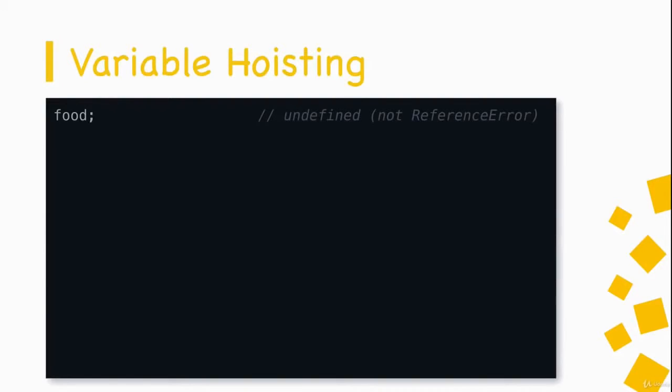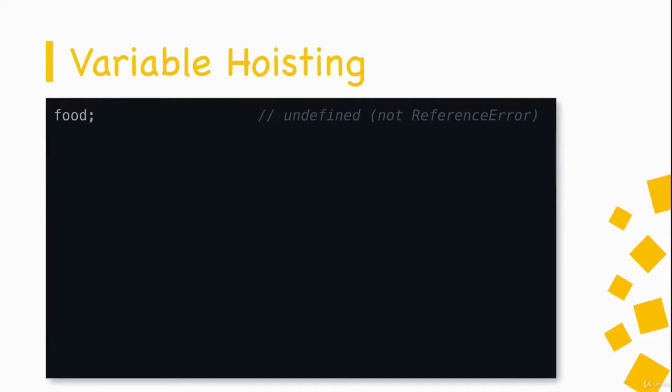Now let's type in a variable, food. We haven't even declared a variable named food yet, so it should throw an error. If this is all you have, it will throw an error because JavaScript won't find any variable named food, so it'll throw a reference error.